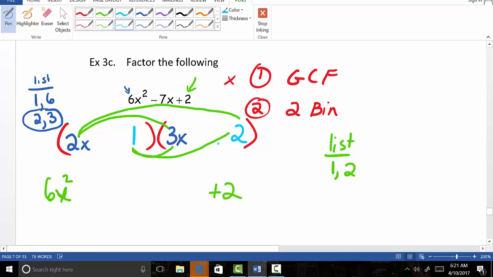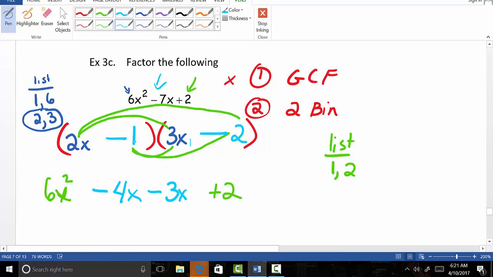So 2x times 2 gives us 4x. And then 1 times 3x gives us 3x. Well, those can definitely be combined in a certain way to give us, in this case, negative 7x. Well, in order to get negative 7x, we know that this guy has to be negative and this one has to be negative. Because then negative 4x minus 3x, that gives us the grand total of negative 7x. Now to get this negative 4x here, we know that this has to be negative, and to get this negative 3x here, this has to be negative.